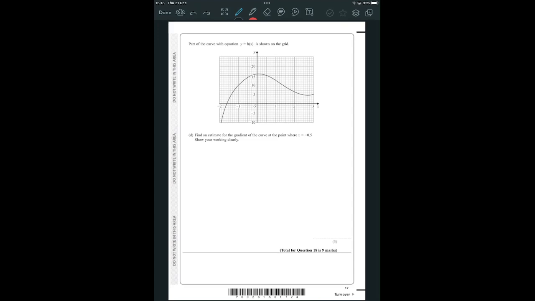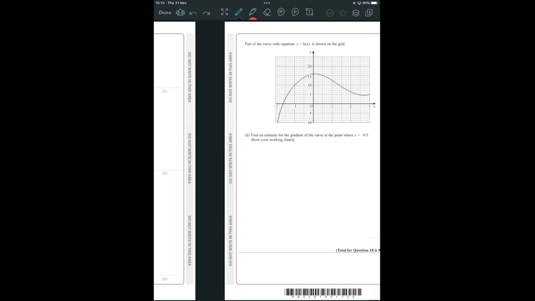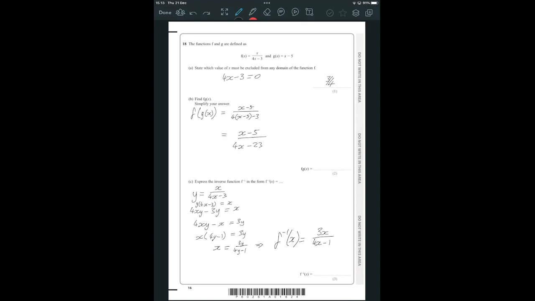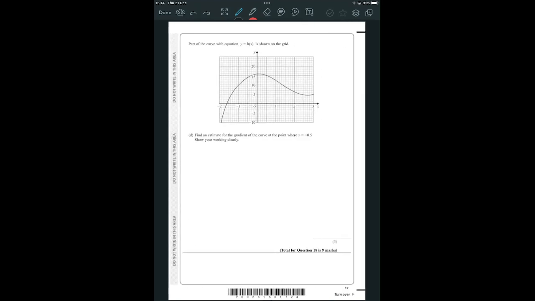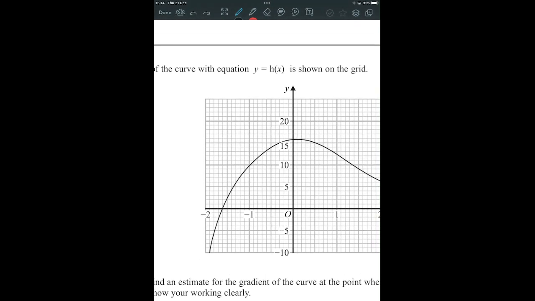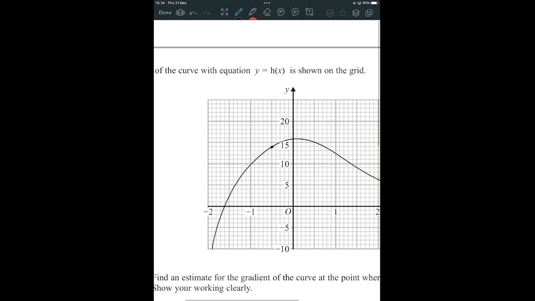Part of the curve y equals h of x, we haven't been introduced to h yet, is shown. Find an estimate for the gradient at -1/2. So we want to try and find the gradient at this point here. Now you need to remember that the gradient of a curve is the gradient of the tangent at that curve.